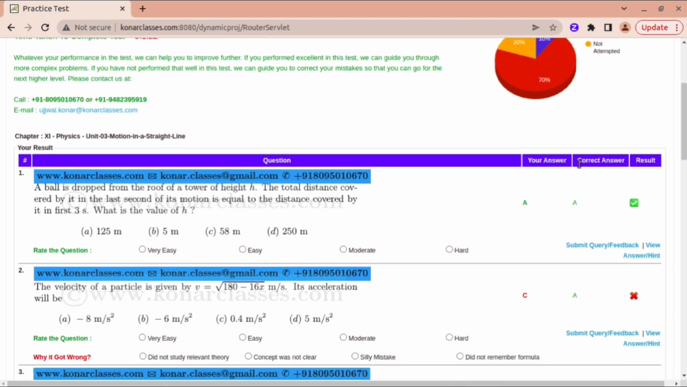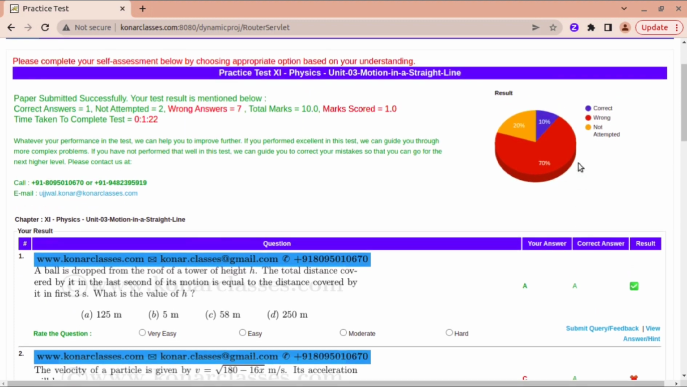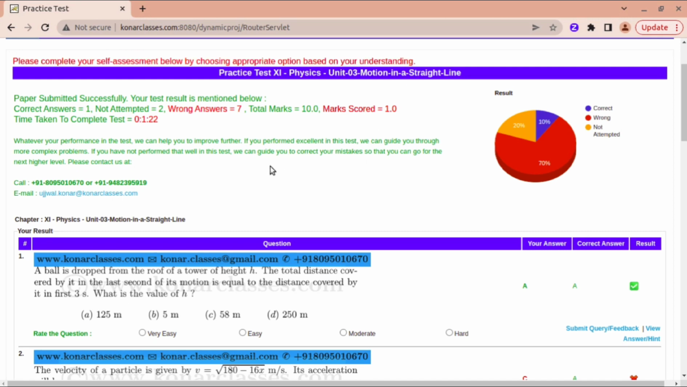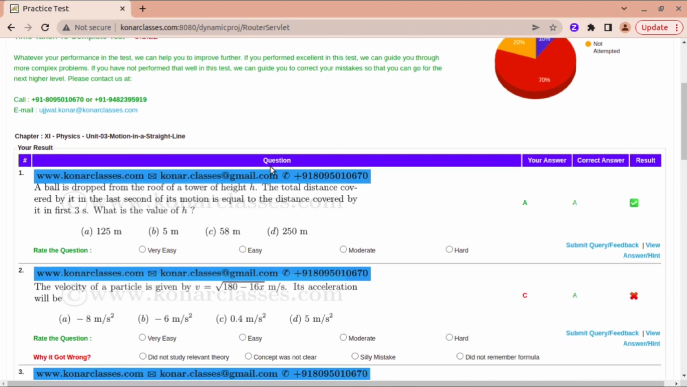Now if you come to each and every question, this is also very important. So why it is important, let me show you. Here it is written, please complete your self-assessment below by choosing appropriate option based on your understanding. So let us see what is self-assessment. By the way, this feature was earlier there, but I am just informing it once more, so that those who are new to the practice test will also know.